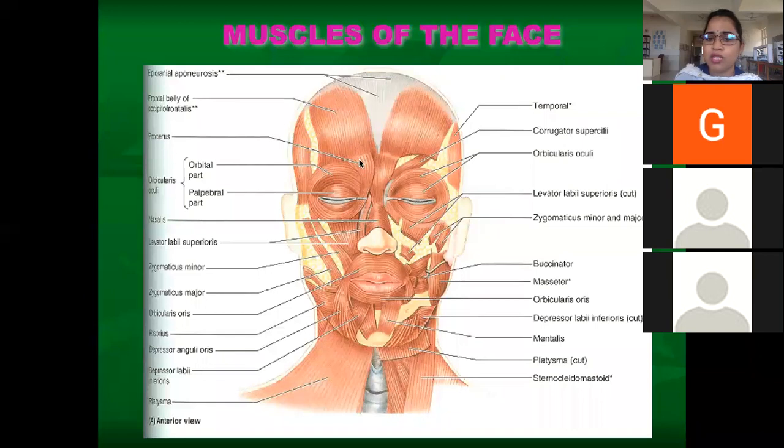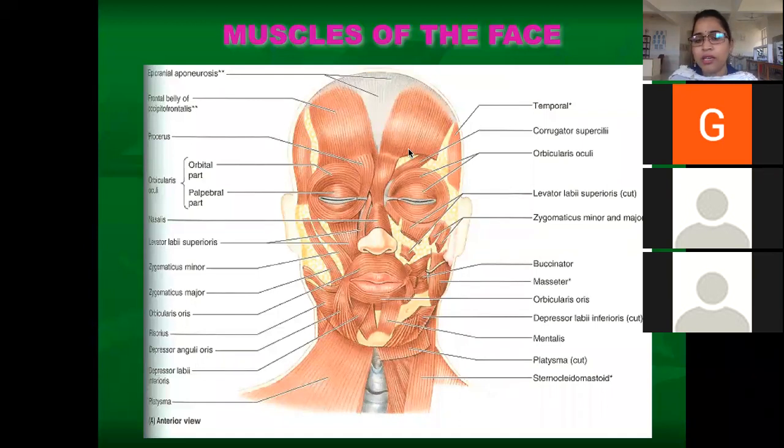Procerus. It's actually connecting the orbicularis oculi, frontal bellies and corrugator supercilii. All these three muscles are mixed up. This muscle is actually connecting all of them. Clear? So procerus, corrugator supercilii, and frontal bellies are the dilators. Dilators mean they open the eyelid.